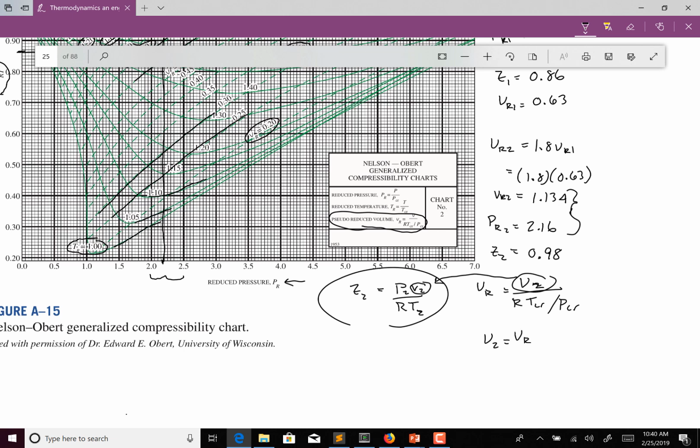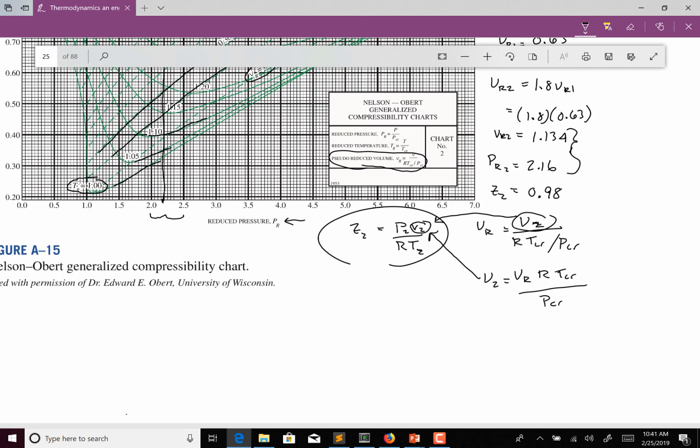And I recommend going through this math and verifying it for yourself. So V_R multiplied by the gas constant multiplied by the critical temperature divided by P critical. So now plugging this into there, I'm going to plug this into this equation, and what I'm solving for is T2. Everything else is known.